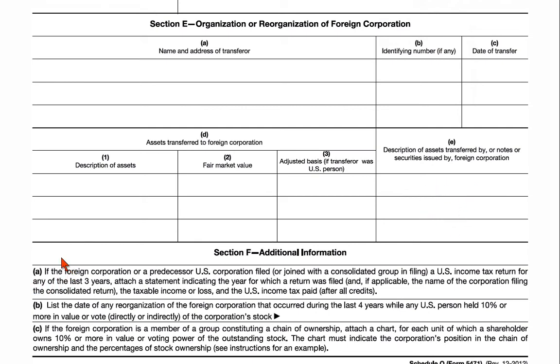Item A of Section F requires that a statement be attached if the foreign corporation or a predecessor U.S. corporation filed a U.S. tax return for any of the last 3 years. Item B of Section F asks for the date of any reorganization of the foreign corporation that occurred during the last 4 years while any U.S. person owned 10% or more of the foreign corporation. Lastly, Item C requires that an entity chart be attached if the foreign corporation is a member of a group.